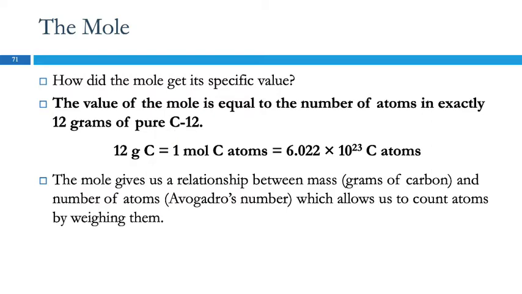An atomic mass unit is 1/12 the mass of a carbon-12 atom. So how this works then is that 12 grams of carbon-12 would equal 1 mole of carbon atoms, which is this many carbon atoms. So this gives us a relationship between mass, grams of carbon, and number of atoms, and that allows us to count them.